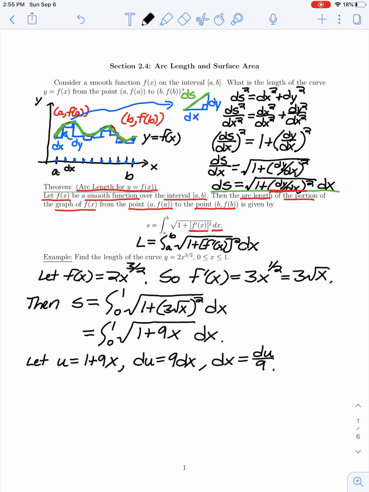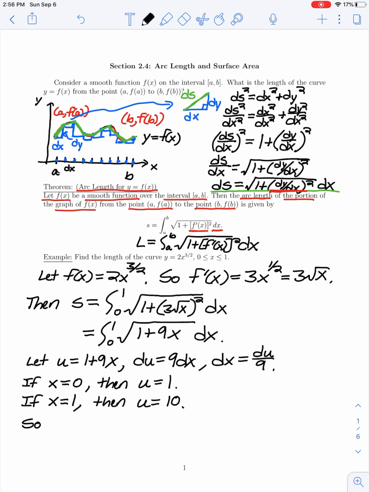Now, since our integral for arc length was a definite integral, we also need to change the limits of integration. Looking at our lower limit for the x integral, which was 0, we find the corresponding value for u, which is 1 plus 9x, would be 1. And for our upper limit of integration, which was x equals 1, the corresponding value for u is 1 plus 9x, so we would have 10.